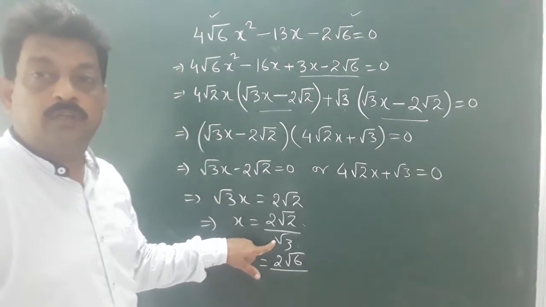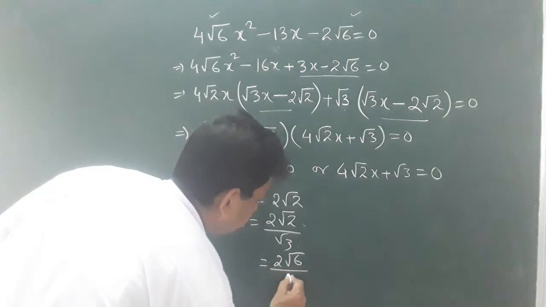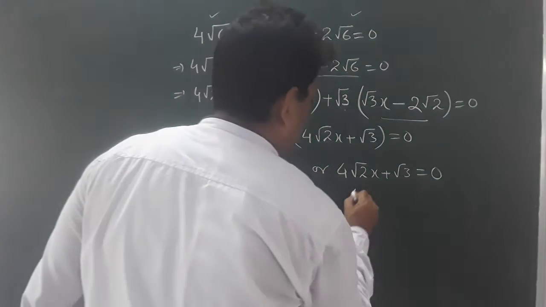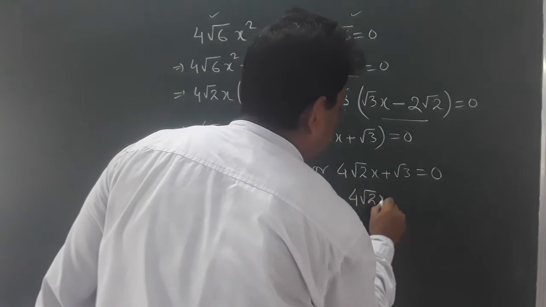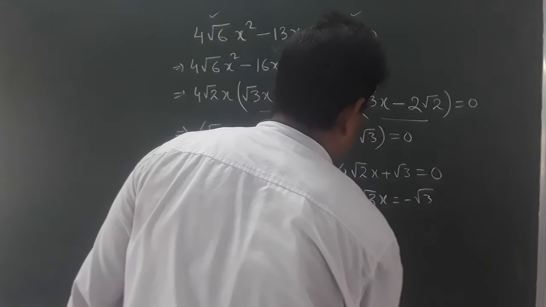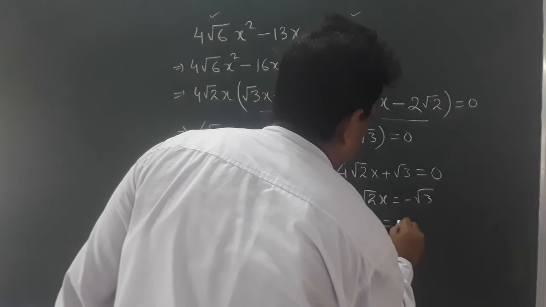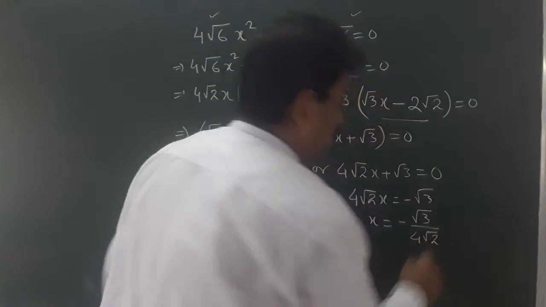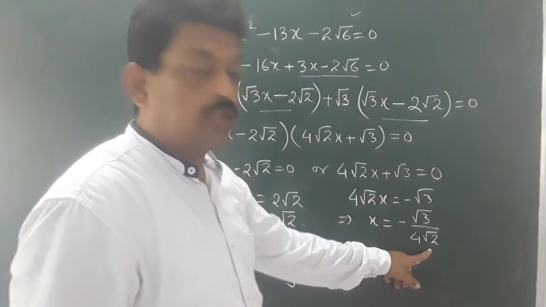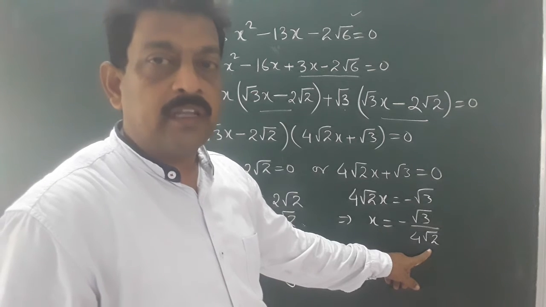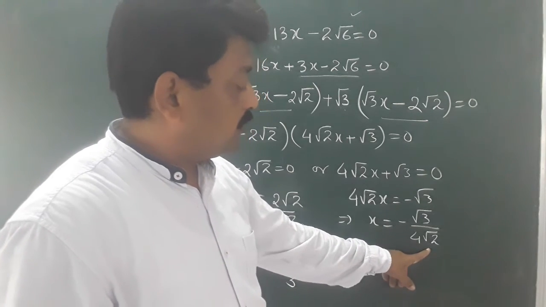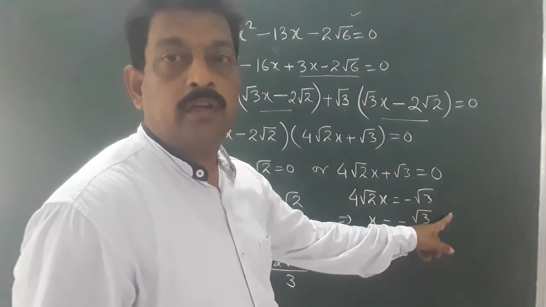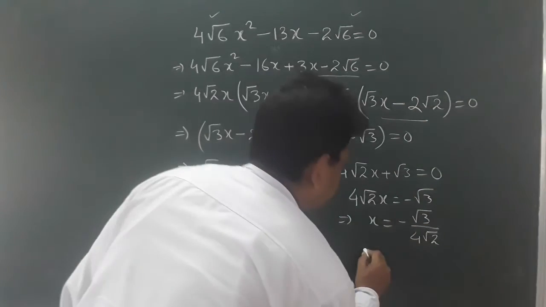And the denominator is also multiplied by root 3, so it will become 3. We have got the first root. Now here 4 root 2 x equals minus root 3, so x equals minus root 3 divided by 4 root 2. Here we are getting a root in the denominator, again we have to rationalize. Since root 2 is there, we have to multiply both the numerator and denominator by root 2.